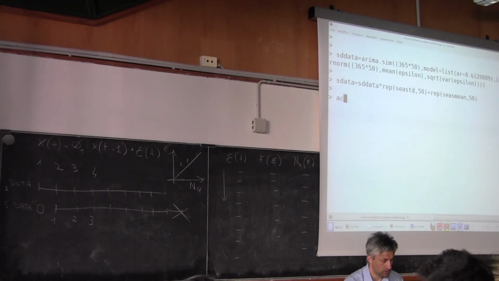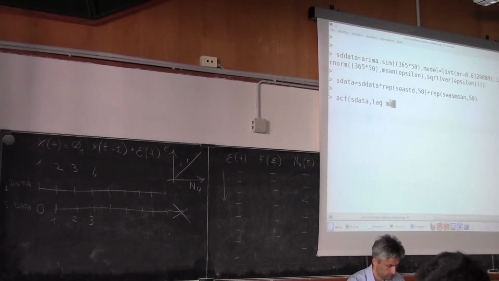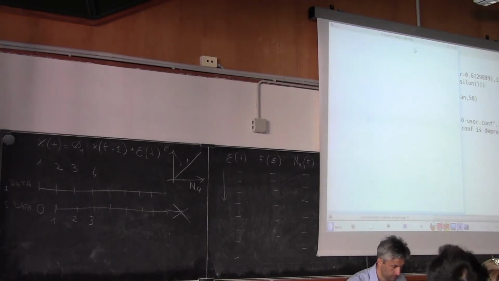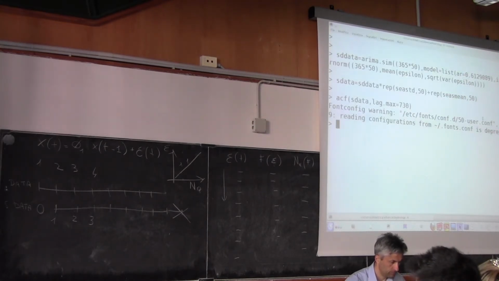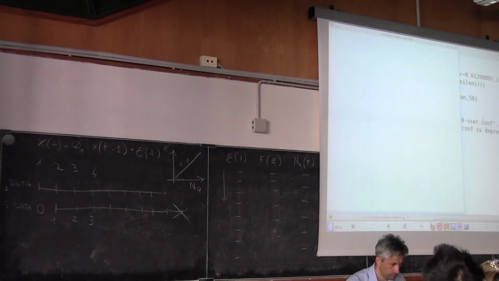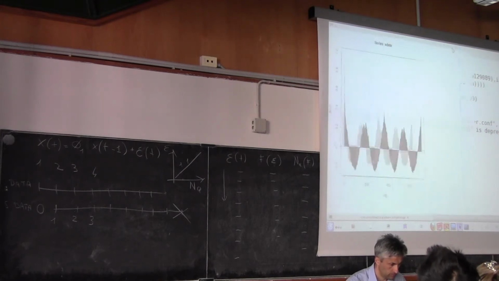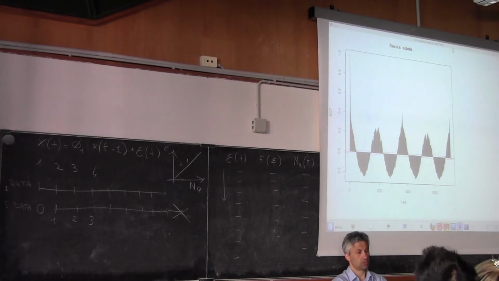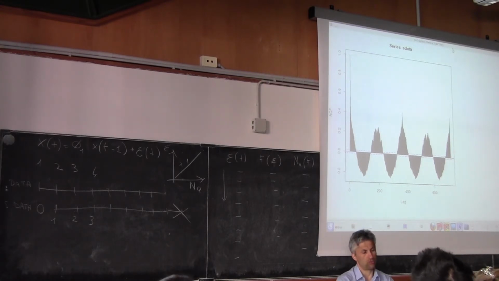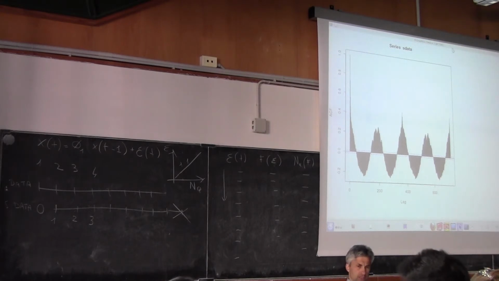Now just for comparison, let me plot the autocorrelation function of the simulated data. This is the autocorrelation function, which looks similar to the correlation function of our observed data.